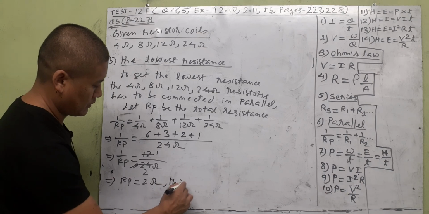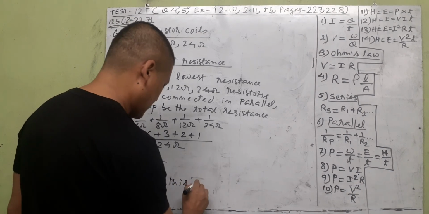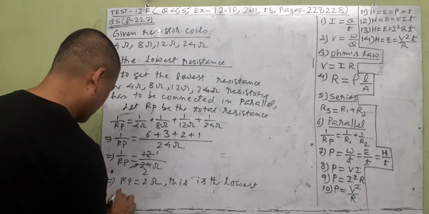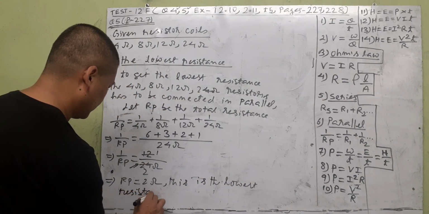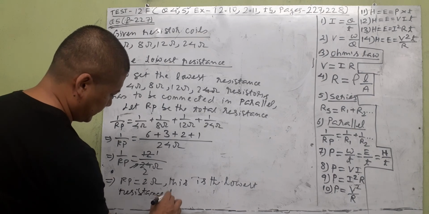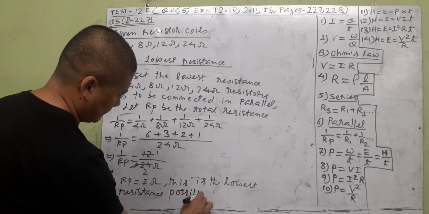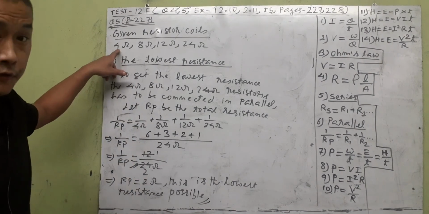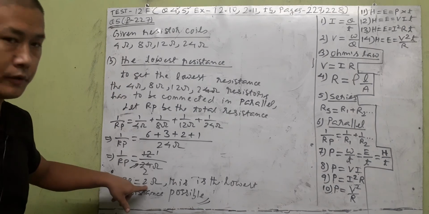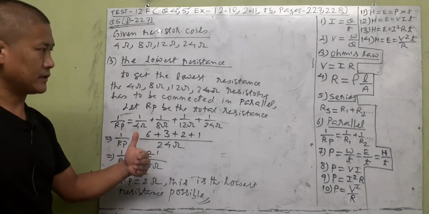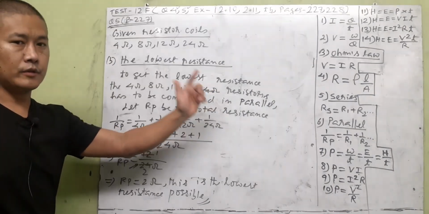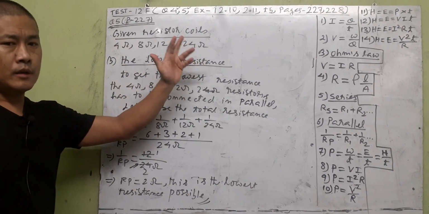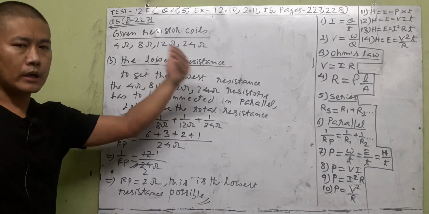So this is the lowest resistance possible, this value. This is your answer, 2 ohms, which is lower than the lowest. You see, 4 is the lowest among the individuals. Now the total is even lower. So remember, when we want lowest resistance, we connect in parallel, because the total comes out lesser than least. When we want highest possible, we connect in series, because in series the total comes out higher than the highest.